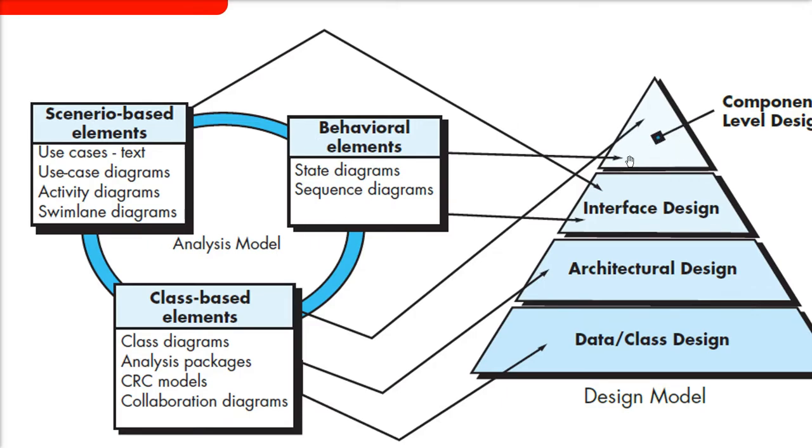So component level design, where will it come from? It will come from the scenario based elements, the behavioral elements, as well as the class based elements. Interface design, where is it going to come from? It will come from the scenario based elements, for example the use case diagram, and the behavioral elements like the state diagrams and the sequence diagram. Because how will the user interact? These are the inputs for the interface design. Architectural design, what is the input? The input will come from the class based elements. In data and class design, again, the input will come from the class based elements. So class based elements are very important as far as the analysis modeling is concerned.